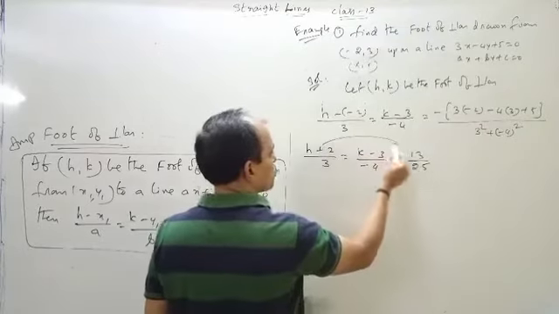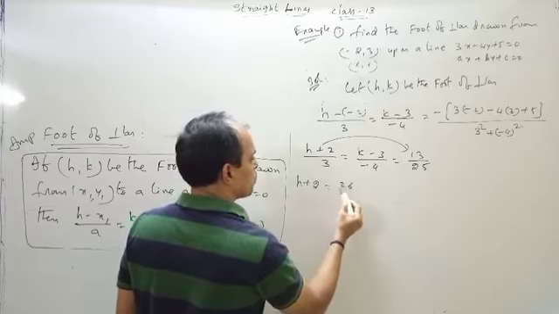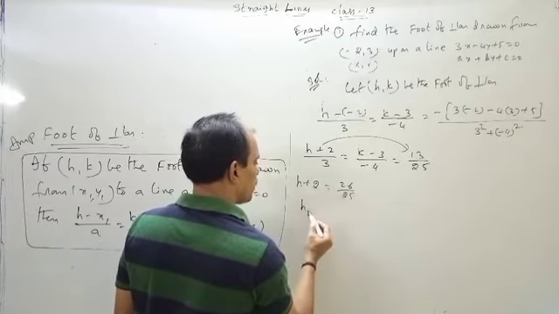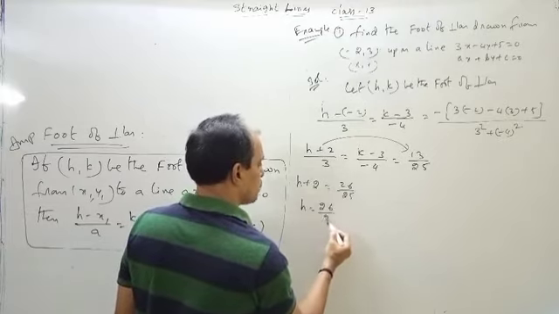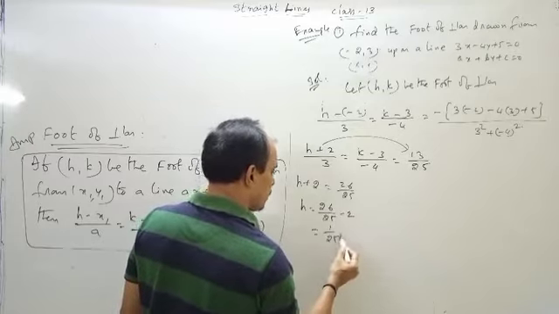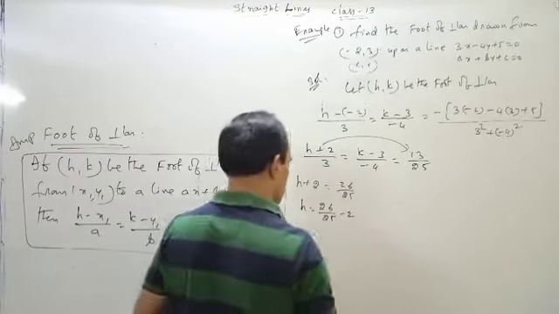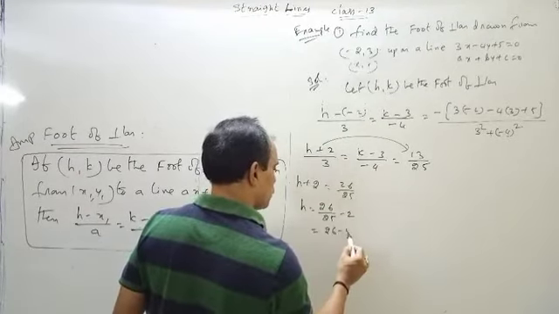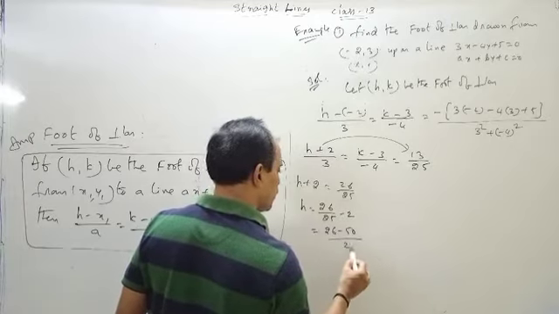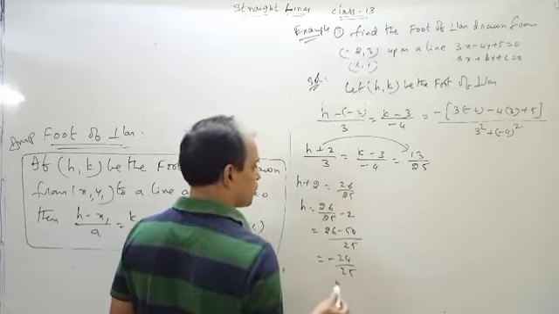Now equate these two. What we will get? H plus 2 is equal to 26 by 25. H is equal to 26 by 25 minus 2. That is 1 by 25. Sorry. 26 minus 50 by 25. That is minus 24 by 25.